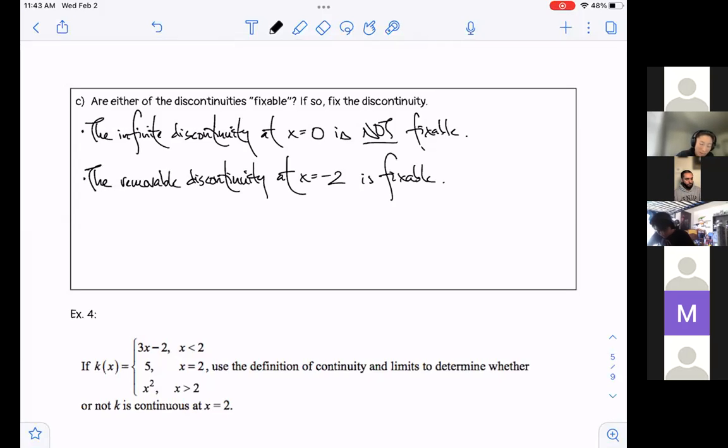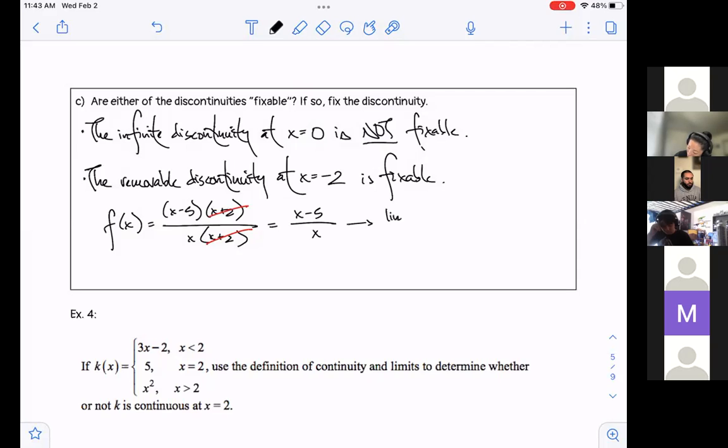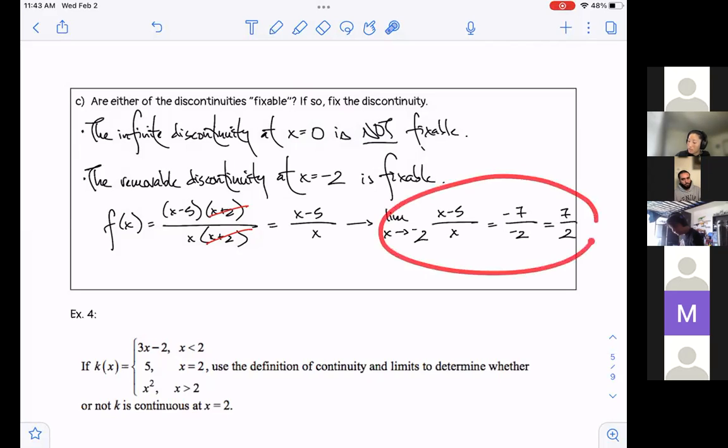And if we were to fix it, we would have our f of x equals, what did we have? x minus 5 times x plus 2 over x times x plus 2. So just like our limit questions, we could reduce those, and we would get x minus 5 over x. Now if we find the limit as x approaches -2, we would get -7 over -2, or 7/2. So this limit gives us the y value that should be in that hole.